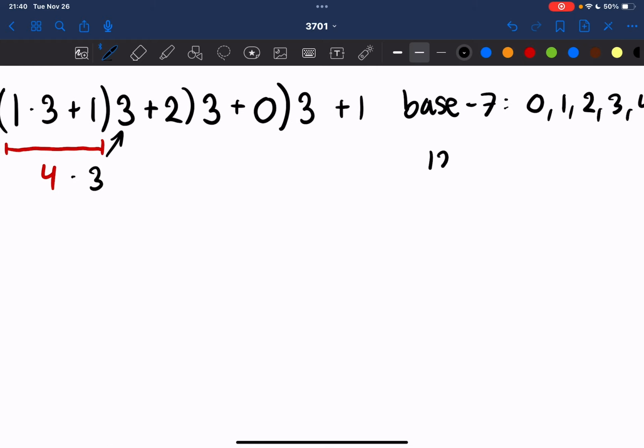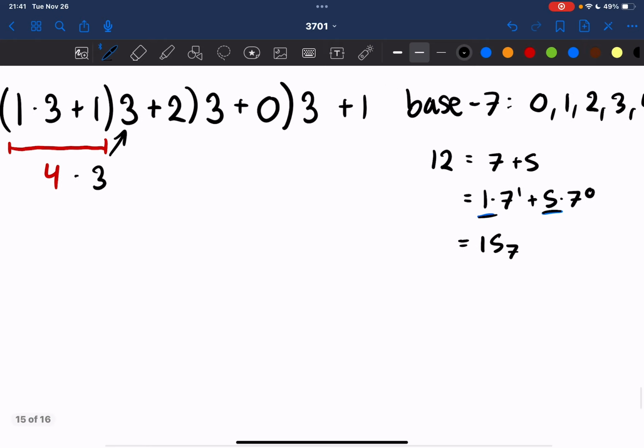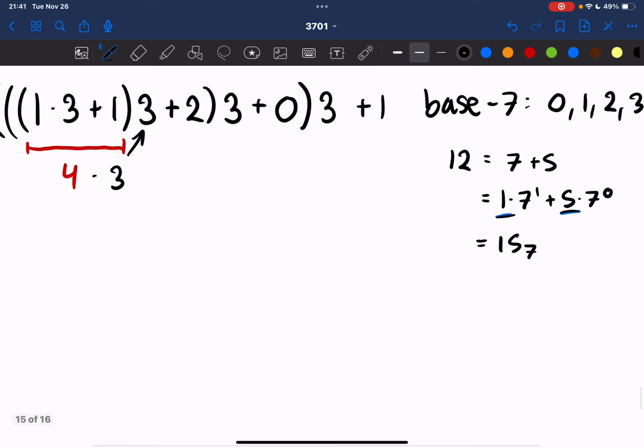Well, what is 12? 12 is just 7 plus 5, right? If we write it in this format, 1 times 7 to the 1 plus 5 times 7 to the 0, you might recognize this from binary, you just take these two values here and say that it's 15 base 7. So you just look at these two. That means that 12 is actually 15 in base 7. So let's write that out here. This is 15, but of course base 7, just remember that.